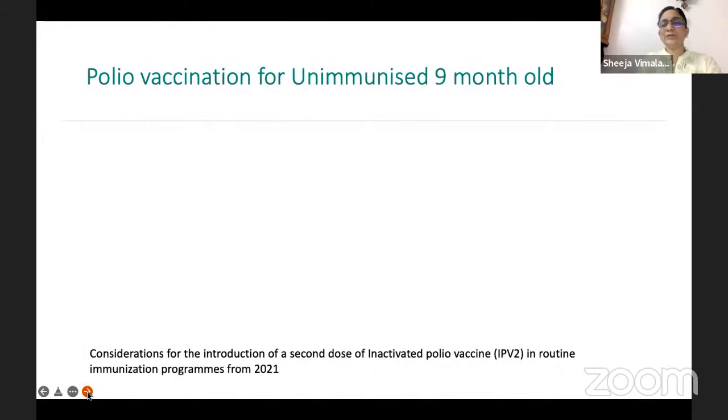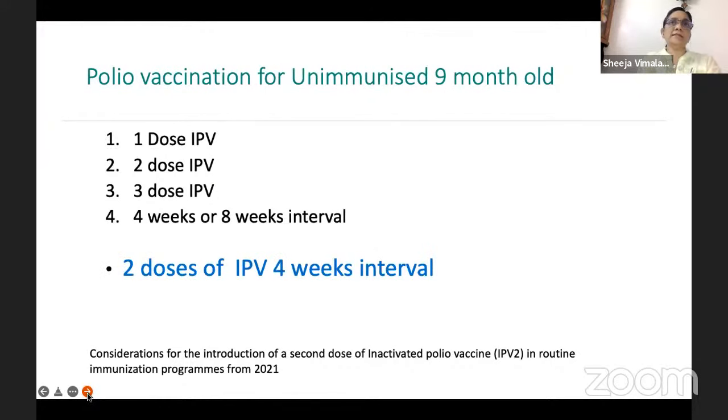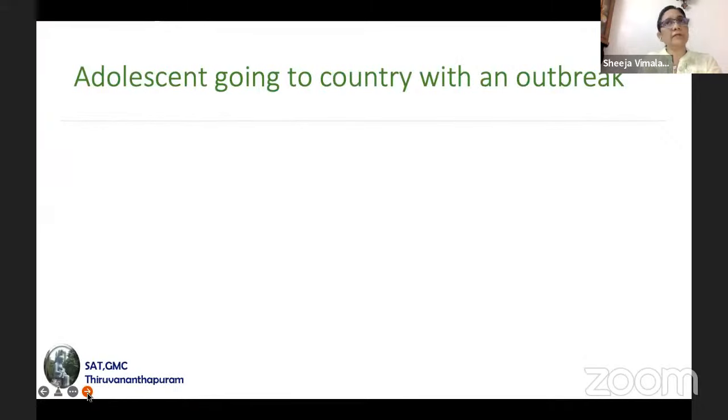And now coming to the next two questions. The first question was, what is your immunization advice regarding polio vaccination in an unimmunized 9-month-old child? So baby, 9-month-old child, what is your advice regarding polio vaccination? How many doses of IPV at what interval would you recommend? The answer is 2 doses of IPV at 4 weeks interval. Remember, 2 doses of IPV at 8 weeks interval would give you a better seroconversion. But since we are seeing so many countries having type 2 outbreaks, WHO now recommends that if anybody comes late, having not received the doses of IPV, it's better you give 2 doses of IPV at least 4 weeks apart. As early as possible, you want to have the protection.